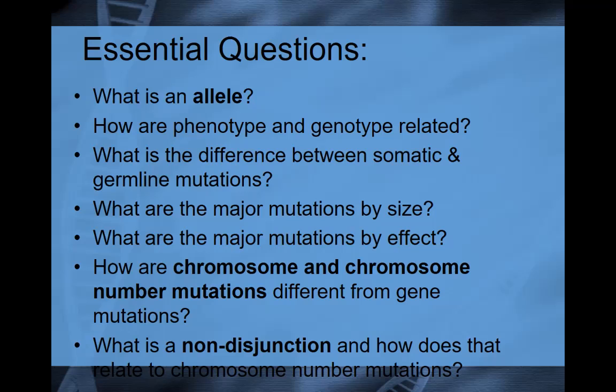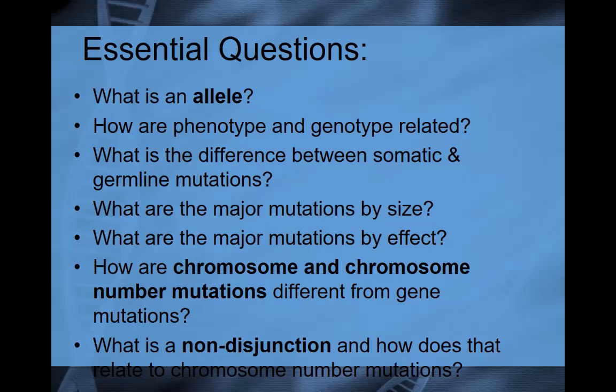Number four, what are the major mutations by size? Okay. Number five, what are the major mutations by effect? Number six, how are chromosome and chromosome number mutations different from gene mutations? Think about that in terms of their impact. And then number seven, what is a non-disjunction and how does that relate to chromosome number mutations?